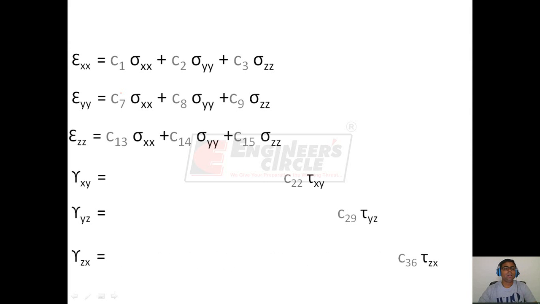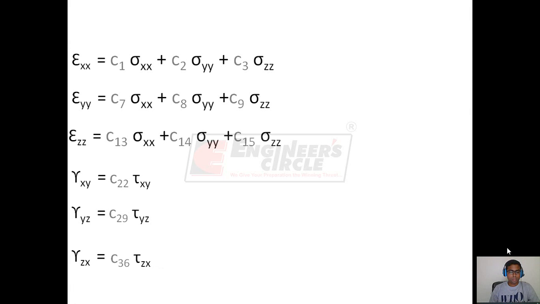Therefore, finally we get gamma xy is equal to C22 tau xy, gamma yz is tau yz into C29, and gamma zx equal to C36 tau zx. Now these material constants C22, C29 and C36 are all found to be equal and equal to 1 upon G. Therefore, we get gamma xy is equal to tau xy by G. Similarly, gamma yz and gamma zx.